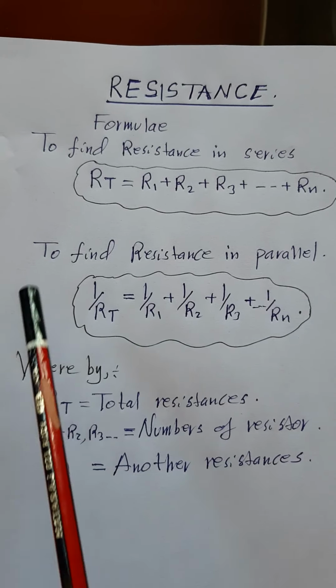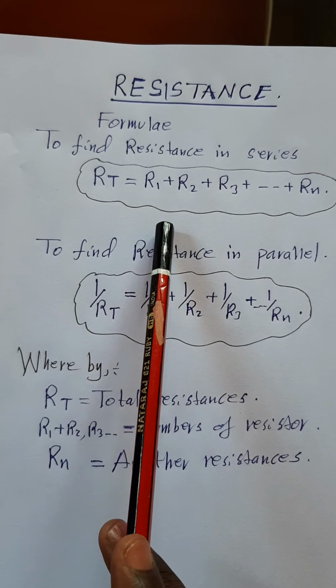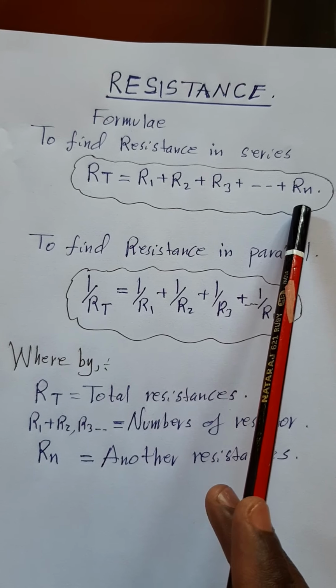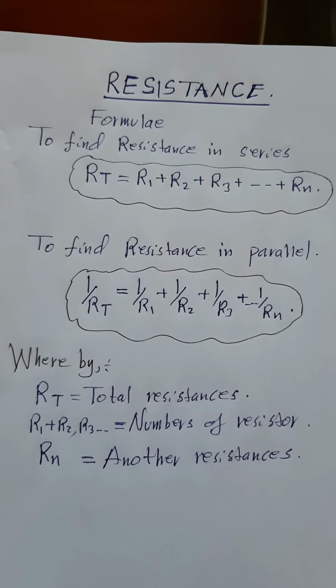The total resistance is equal to resistance 1 plus resistance 2 plus resistance 3 plus another resistance, up to the nth resistance.